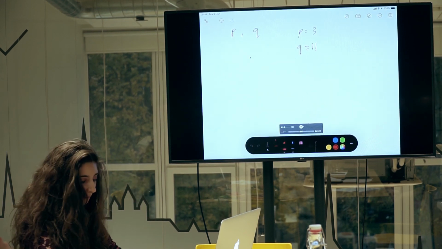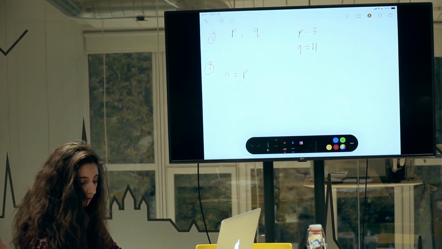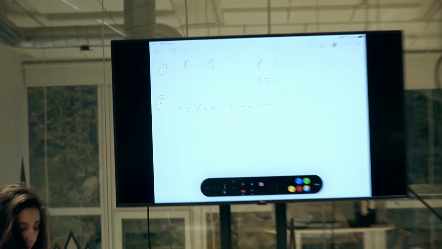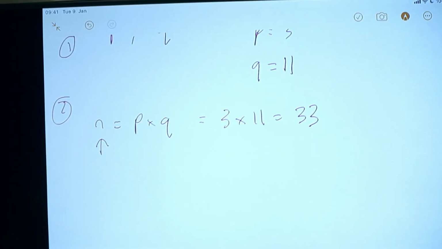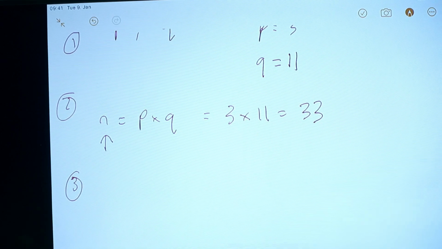So that's the first step, just choose prime numbers. Second step is to multiply your two choices of prime numbers together. And then we just call this thing n. So 3 times 11 is 33, and that's what we call n. And what this n is, it forms part of your public key.